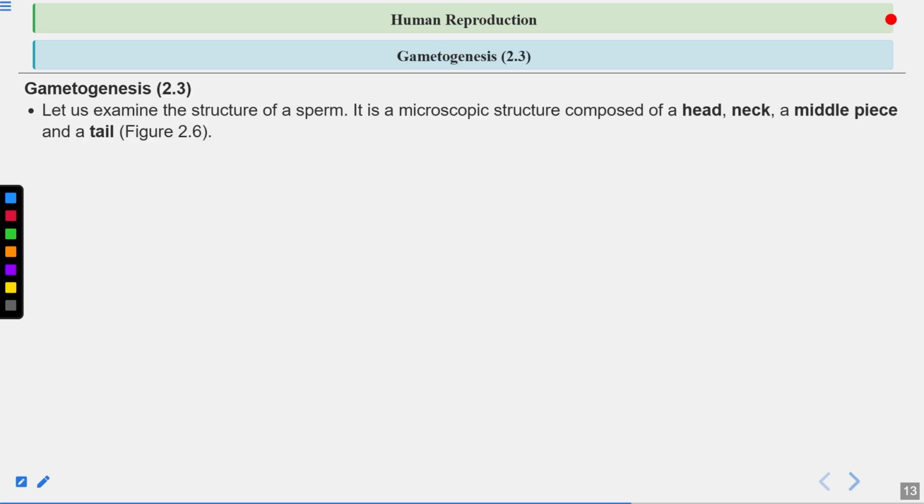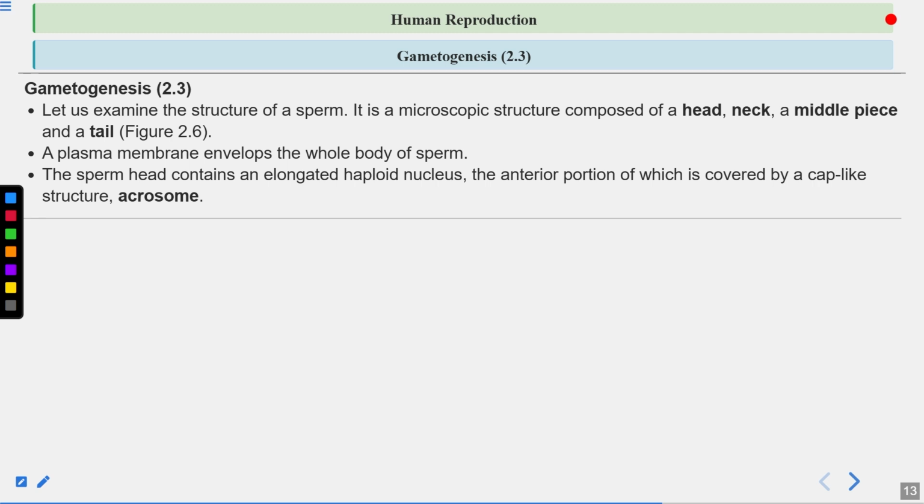Now let us examine the structure of the sperm. A sperm is a microscopic structure composed of head, neck, middle piece, and a tail. You should remember the parts of the sperm. First is the head, then the neck, then the middle piece, and the tail. Now we'll understand all these parts. First, a plasma membrane envelops the whole body of the sperm.